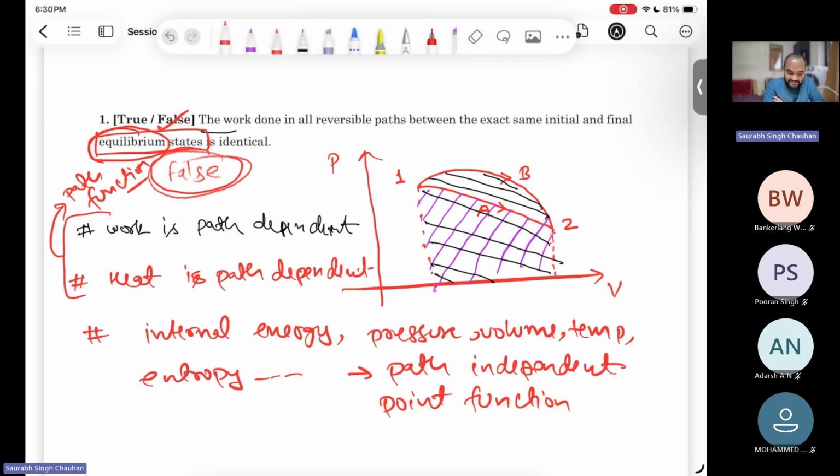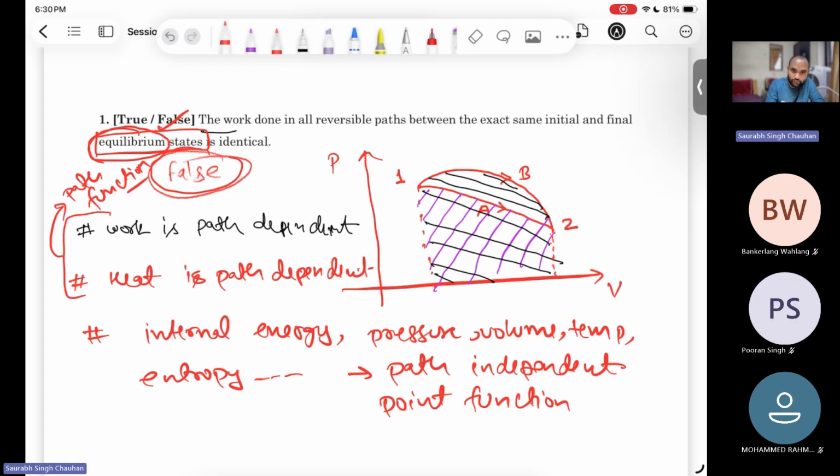When you change the state, for example in this case from point 1 to point 2, then in order to change the state you will have to follow some path. You want to go from point 1 to point 2, you will follow a path. And that path consists of many points. On each path, there are many points.